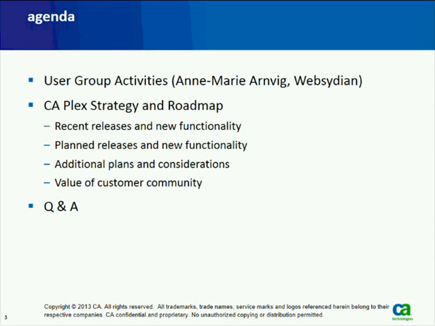Then we're going to get into the main meat of what we're here to talk about today, the CA Plex strategy and roadmap. So we want to basically give some background of where we've been over the last couple of releases and hopefully show how that is going to lay the foundation for future development within Plex. So we're going to look at the past, and then we're going to start looking at the future and some of the new functionality we'd like to add and the timeframes for doing that. Then we're going to look at some additional plans and considerations around those releases and how we're actually really going to be looking to actually execute that.